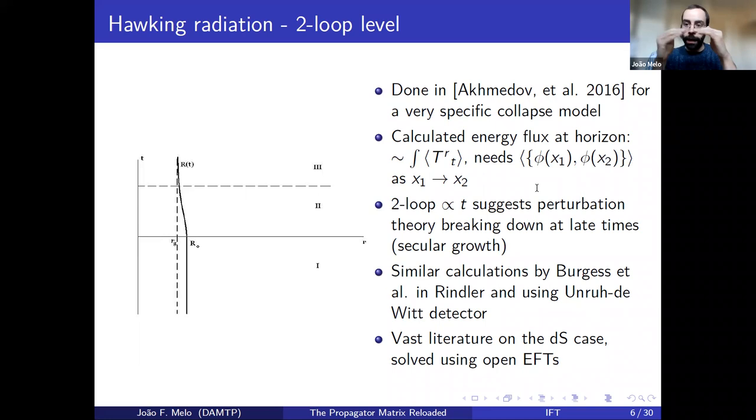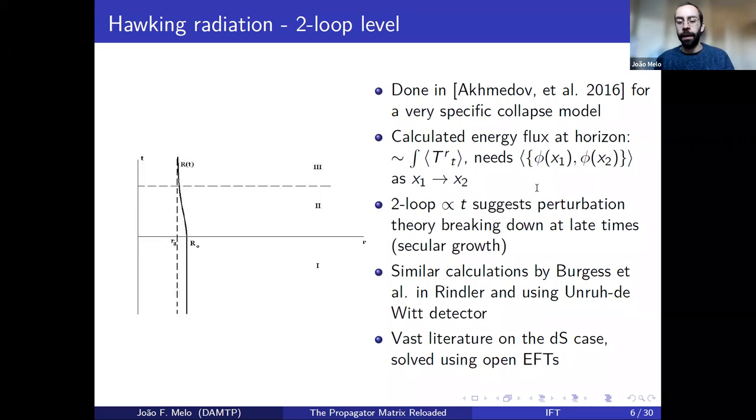And well, if we wait long enough, t will get really big and it'll annihilate the perturbative decay that we have from having higher powers of lambda. So it seems like perturbation theory is breaking down for sufficiently late times. And this is what's usually called secular growth, which is bad. We don't want perturbation theory to break down. It sounds like Hawking's picture maybe is in trouble.